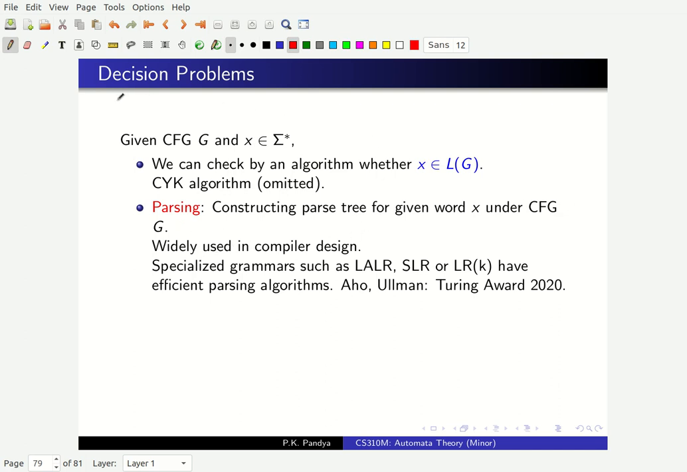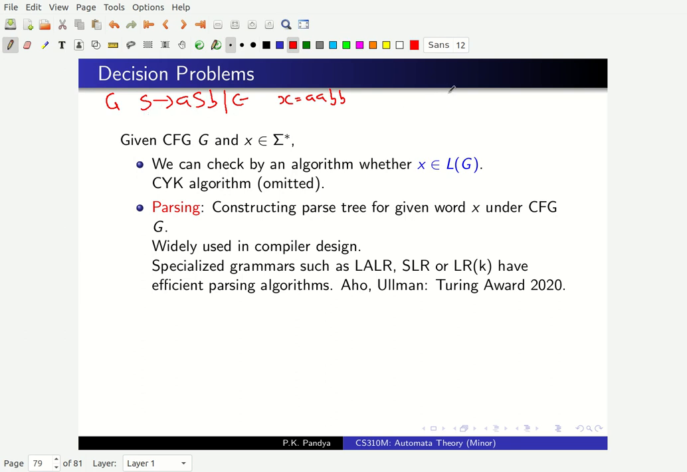Suppose you are given the grammar G as S goes to ASB or epsilon, and you are given X equal to AABB. So what would be a parse tree for this string in this grammar?